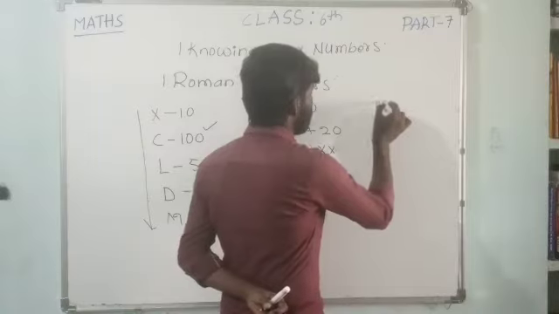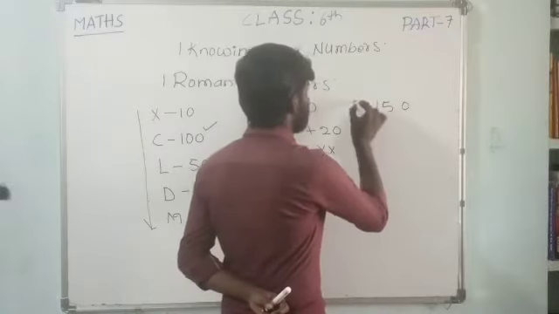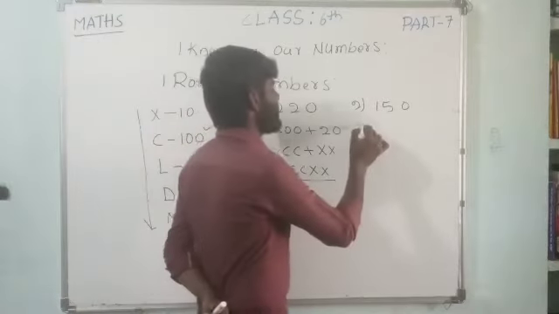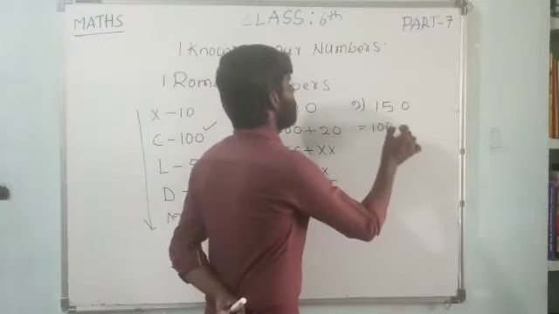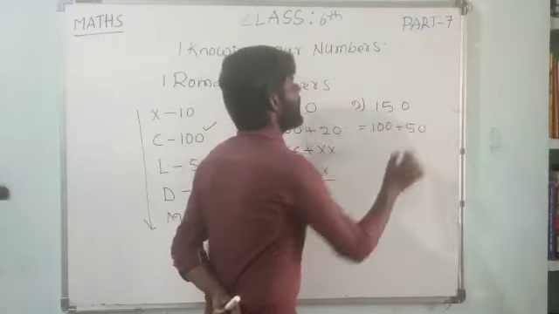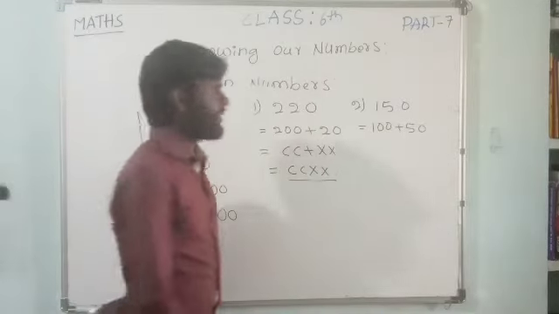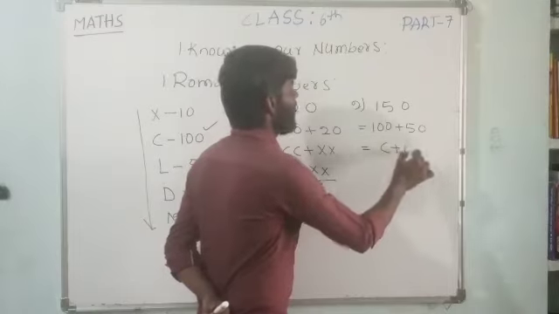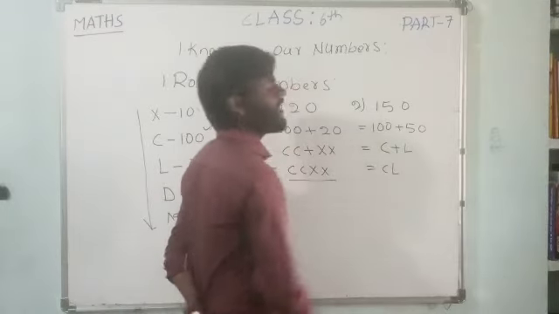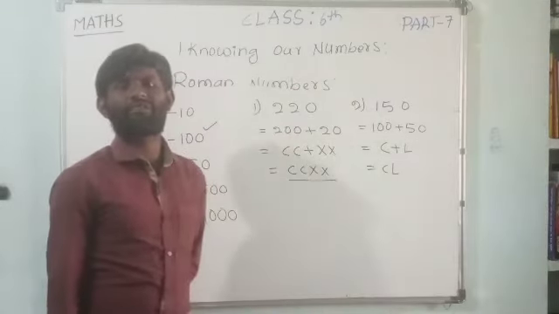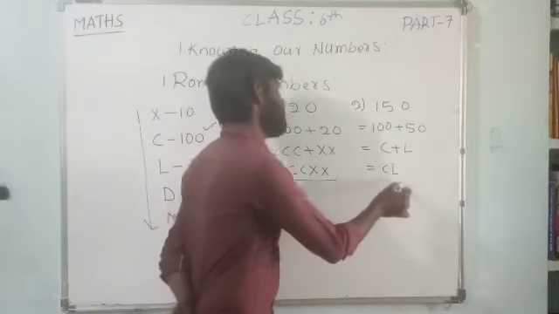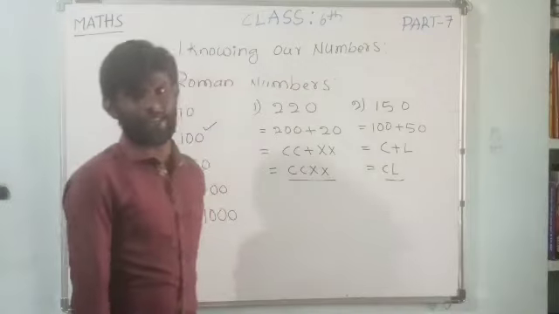Suppose they ask you to write 150. I can write this as 100 plus 50. 100 means C plus 50 means L. I can write it as CL. Not casual leave. This is CL, which means 150.